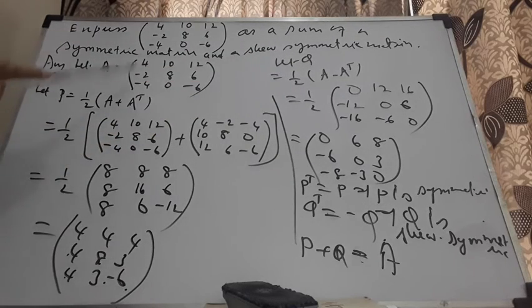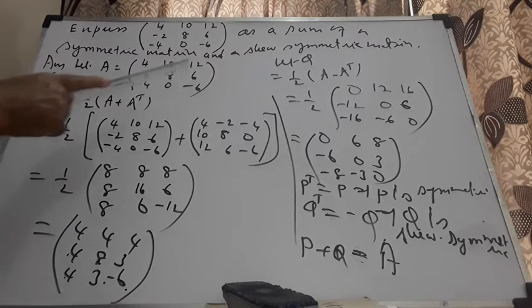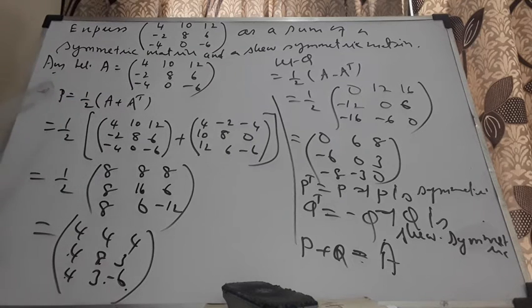I assume this to be A: 4, 10, 12; minus 2, 8, 6; minus 4, 0, minus 6. I take P to be equal to half of A plus A transpose. This application I already told you.